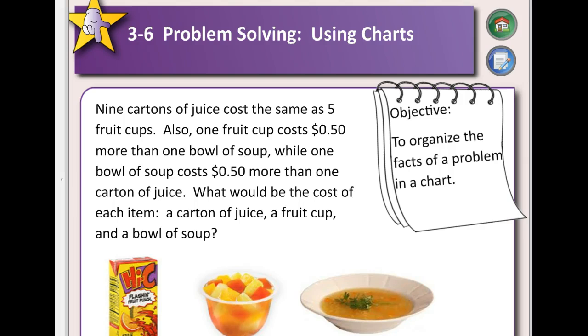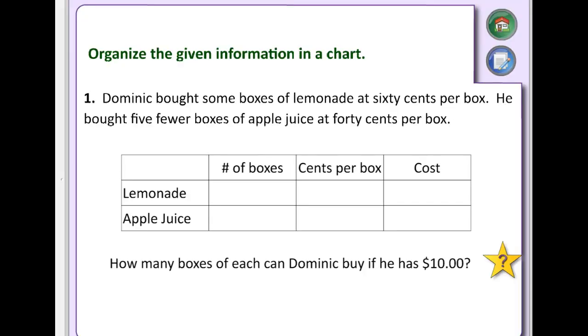So let's go ahead and look at your note sheet, and let's look at problem number 1. It says, Dominic bought some boxes of lemonade at 60 cents per box. He bought 5 fewer boxes of apple juice at 40 cents per box. And then my question is down here. The question says, how many boxes of each did Dominic buy if he has $10?